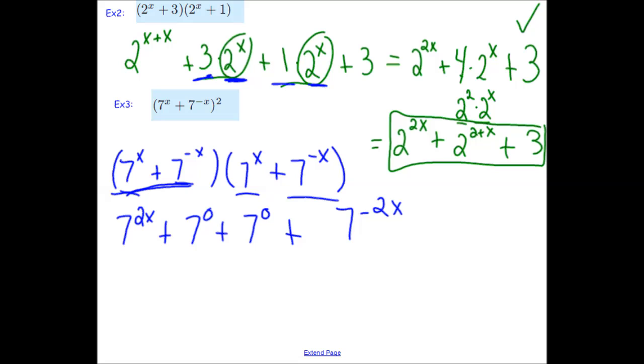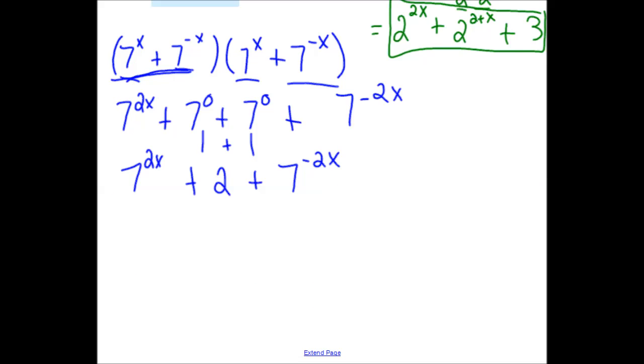Okay, so we've got 7 to the 2x. 7 to the 0 is 1, so we've got 1 plus 1, which is 2, and 7 to the negative 2x. It's nice not to leave negative exponents in our solutions, so we can write this as 1 over 7 to the 2x. Okay, by the way, another note, again, this is a great solution.